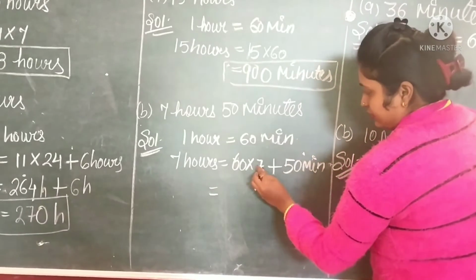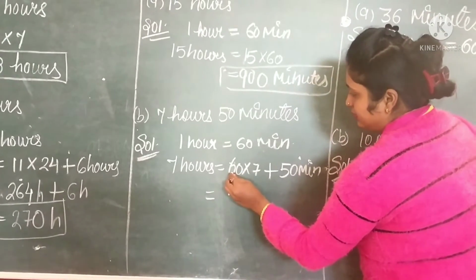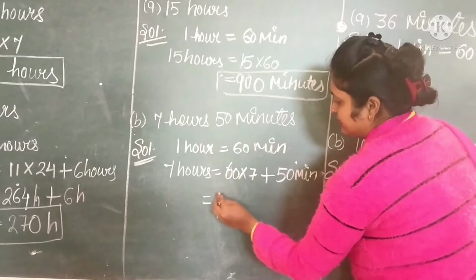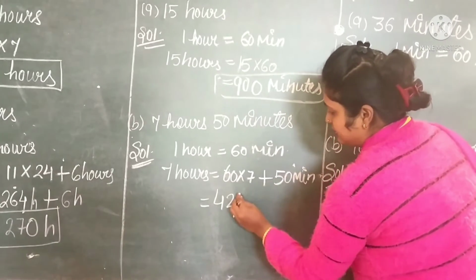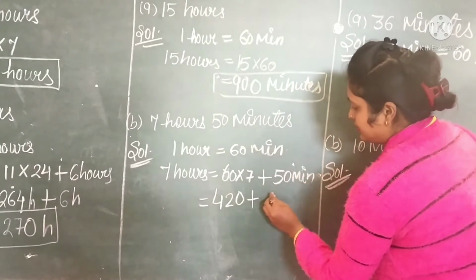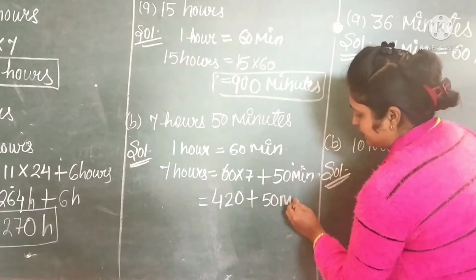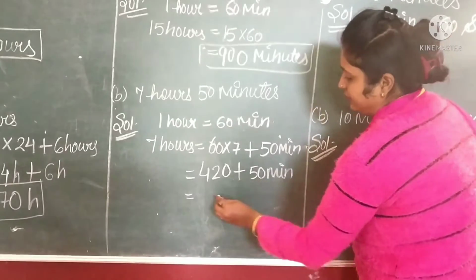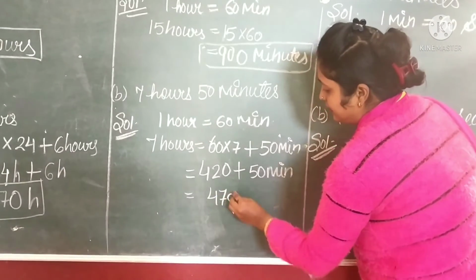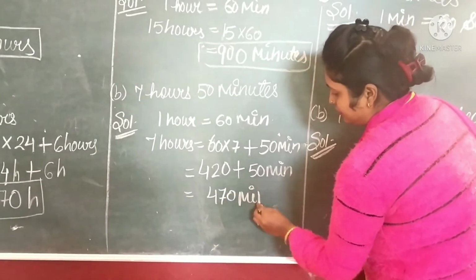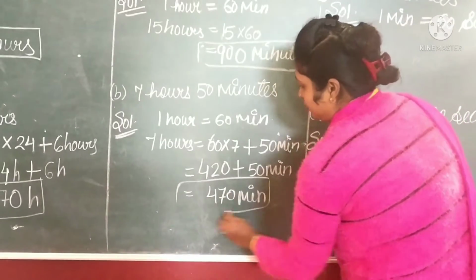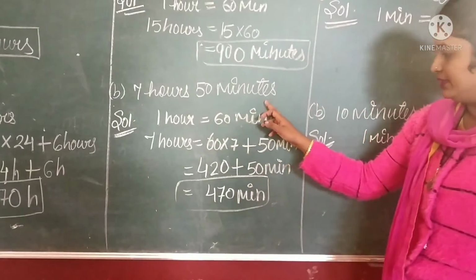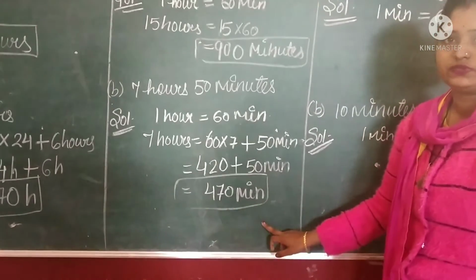Now 7 multiplied into 60, 7 6s are 42, 0 0, plus 50 minutes. Now add it: 420 plus 50. We get 470 minutes. So in 7 hours 50 minutes we have 470 minutes.